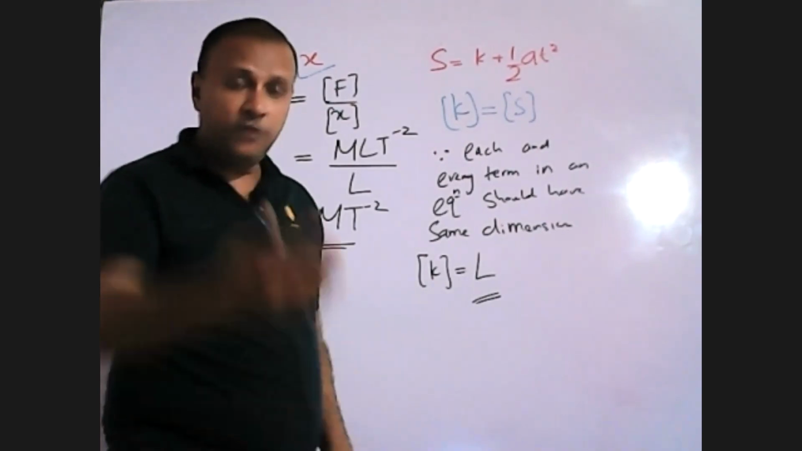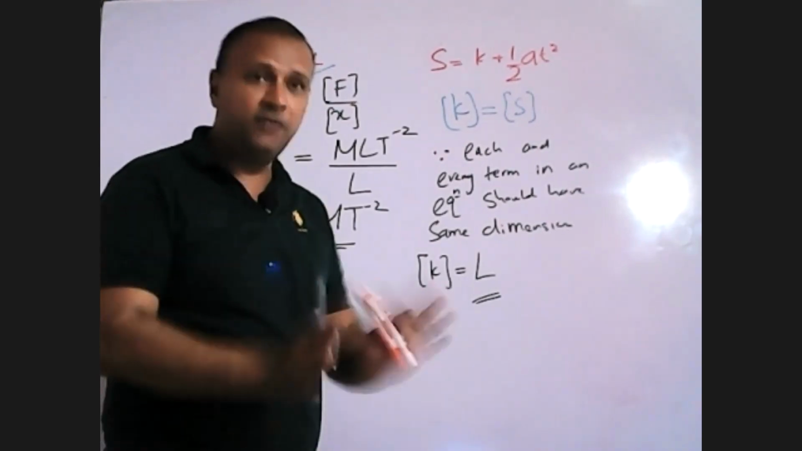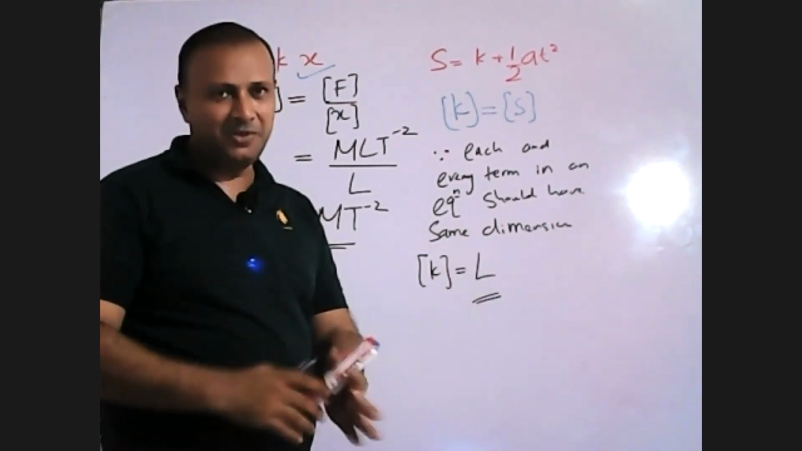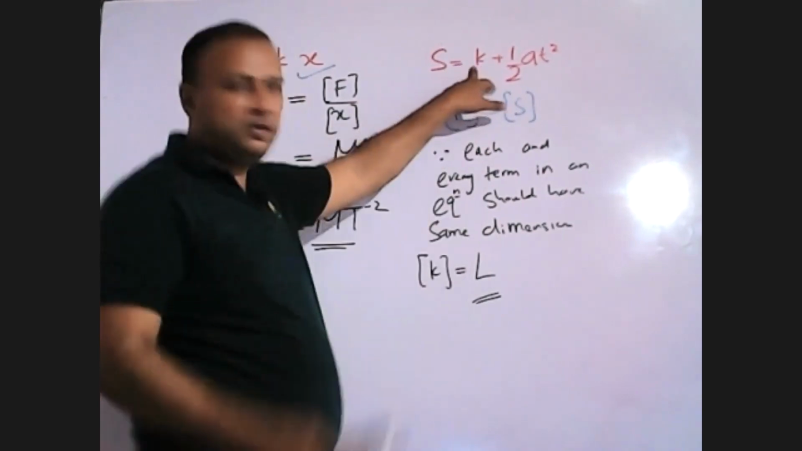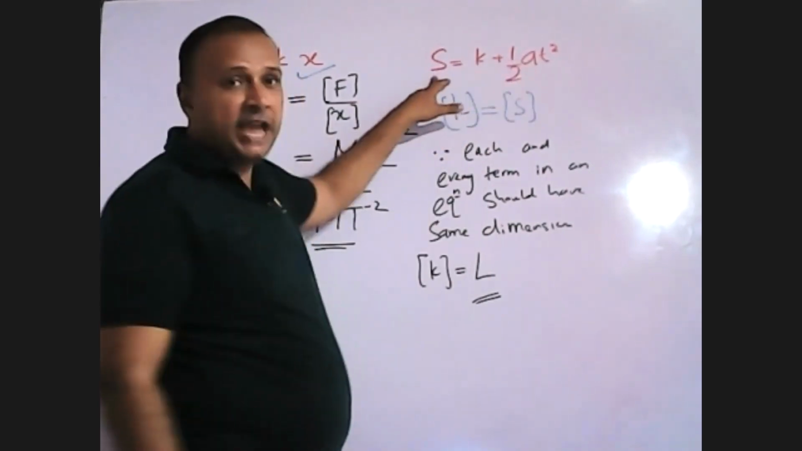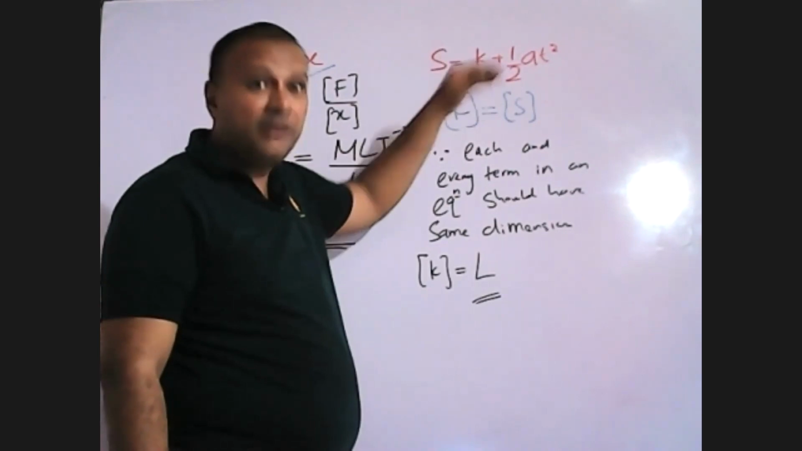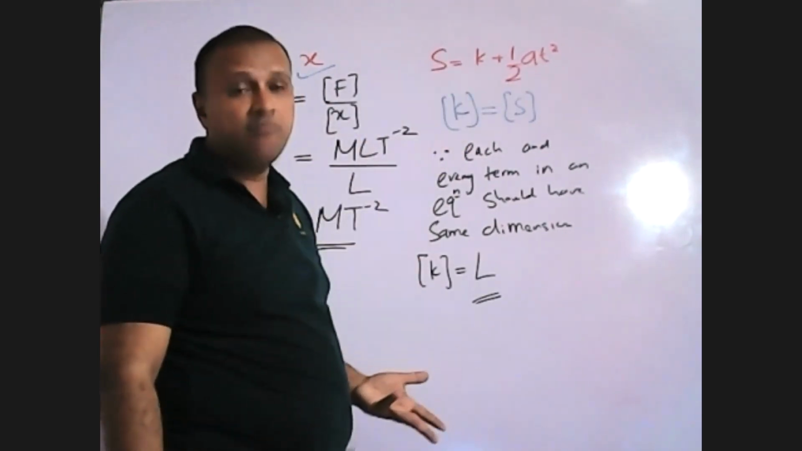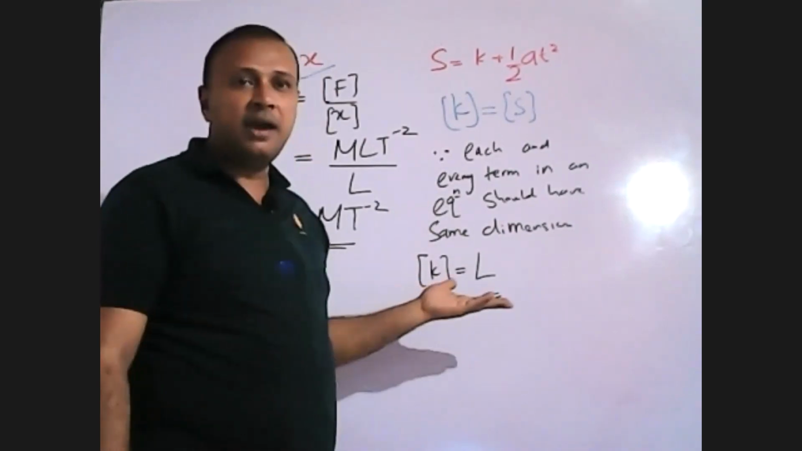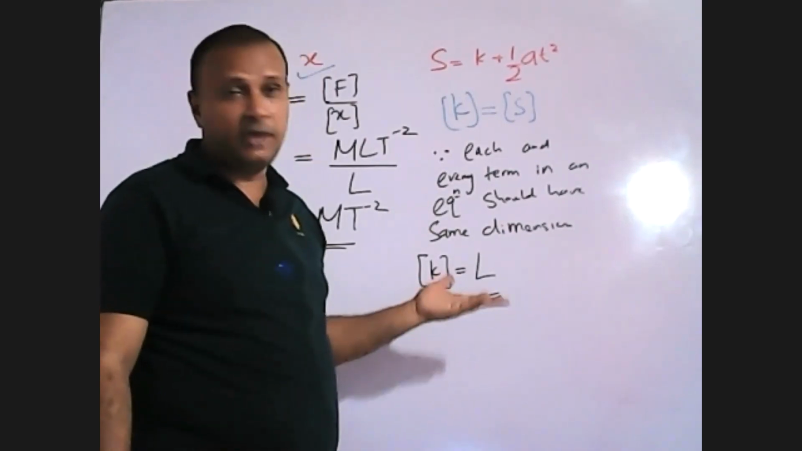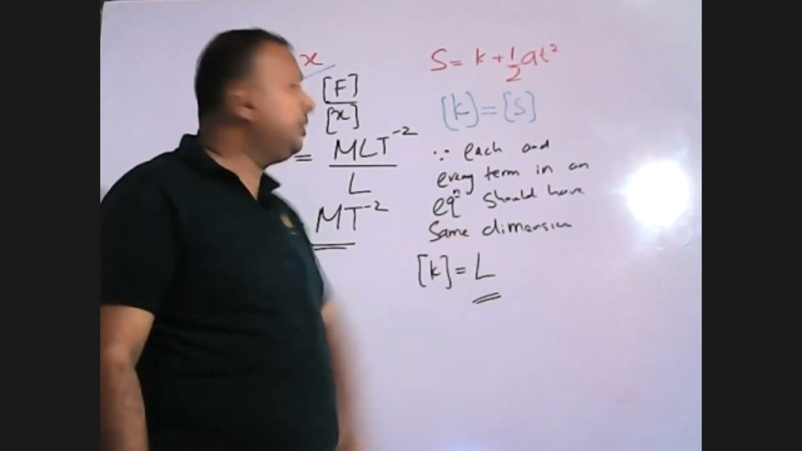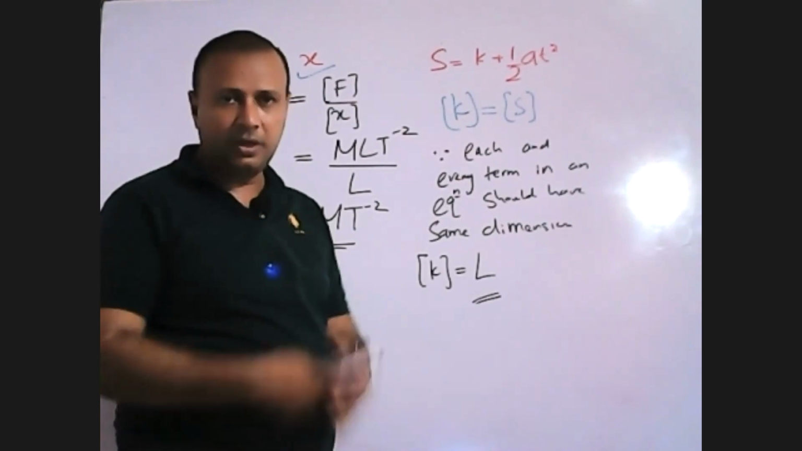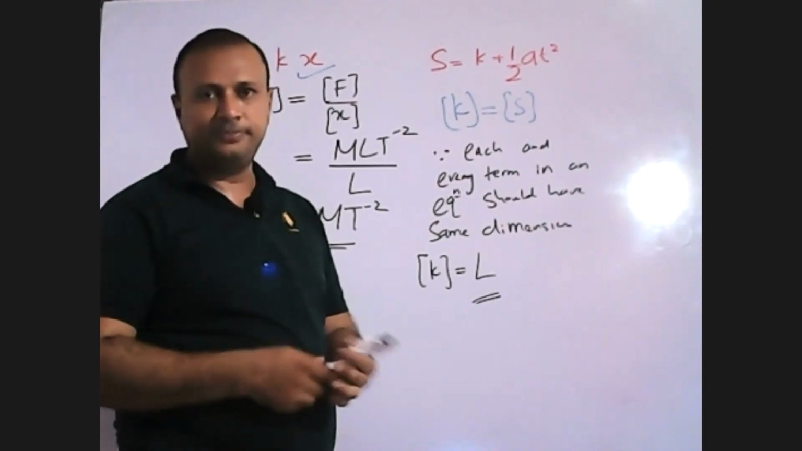If you want to find a numerical value for K, then you can subject. Suppose this is 5, this is 10, and you want to find the numerical value for K, then you can subject K. But now we are taking the dimensions of K. So subjecting here is meaningless. Don't do that.